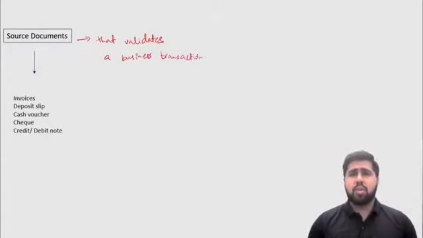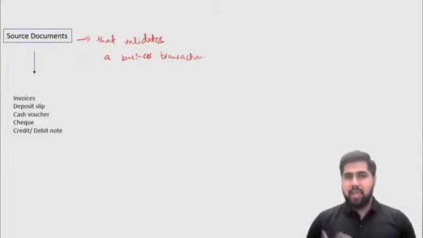Any source document that validates that a transaction has taken place, for example, an invoice. What does an invoice reflect? It reflects that a sale has been made, or if the invoice is incoming, that means a purchase has been made, right? For example, a deposit slip, that means you've deposited cash to the bank. For example, a cash voucher, right? For example, a check. For example, a credit or debit note.